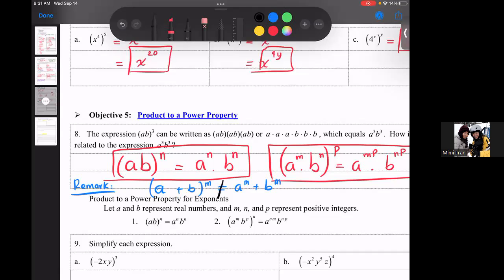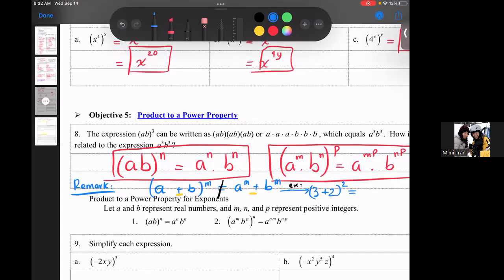Please don't distribute. Why? Because when you have addition or subtraction there, maybe I'll put a subtraction there, it's not true that you're allowed to distribute the power. An example for this will be this. Let me do this. 3 plus 2 squared.